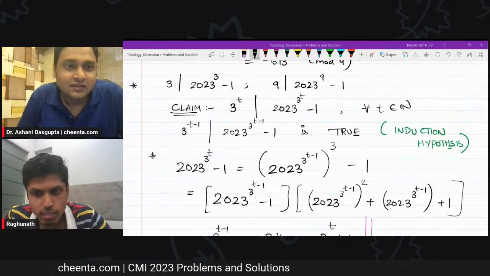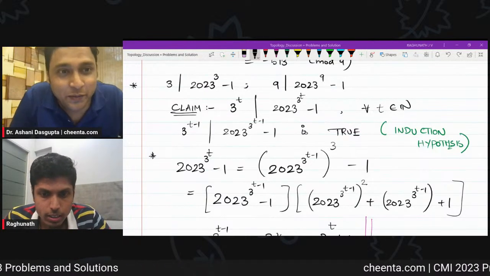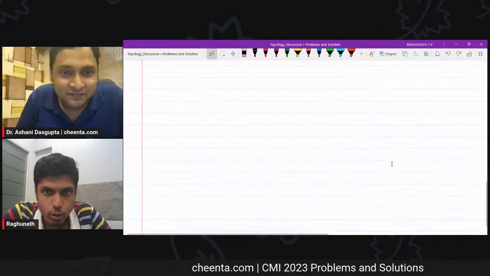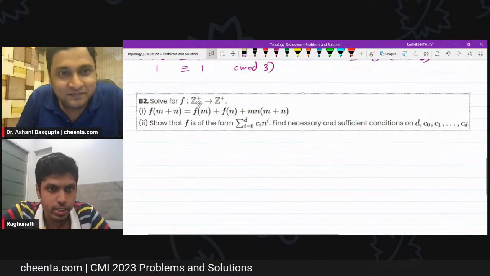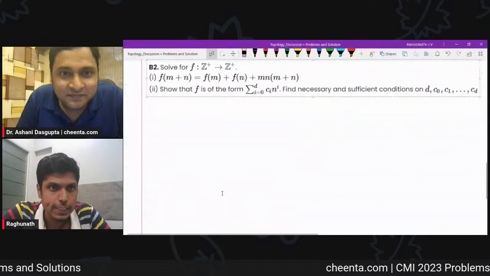So shall we continue with the second problem? Yeah, let's continue on the functional equation problem, the second one. Sure, so I'm going to paste the second problem and let us discuss this.